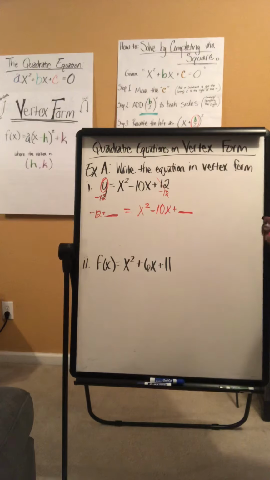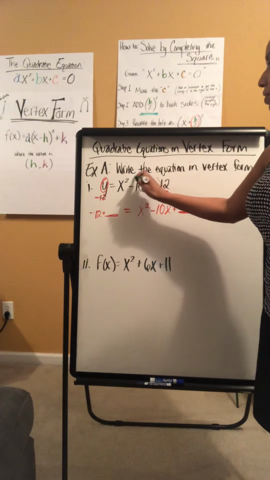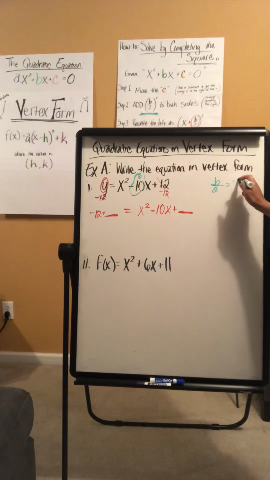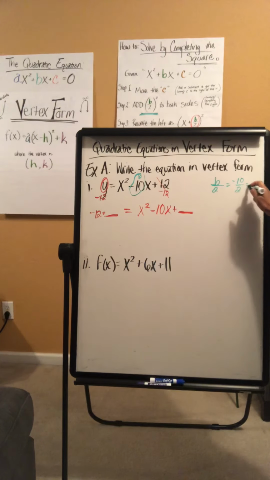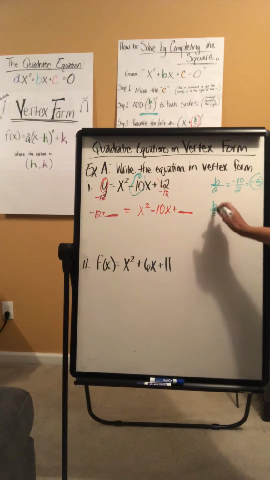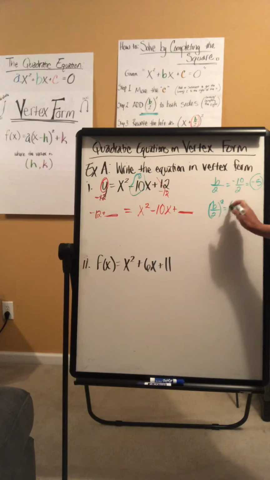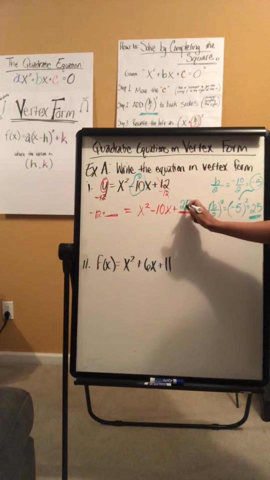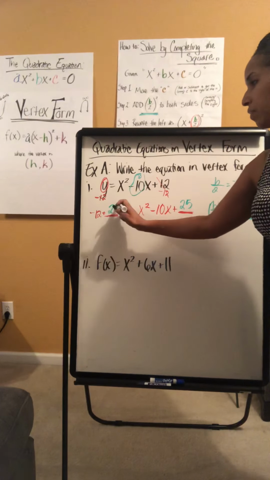Then remember we found our b, which is negative 10. We found our b divided by 2, so negative 10 divided by 2, which is negative 5. And we found our (b over 2) squared, which would just be that negative 5 squared. So that's a positive 25. Remember, this one was always positive, and that's what I would fill in on both sides, the 25, the 25.